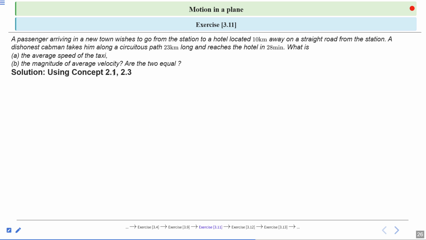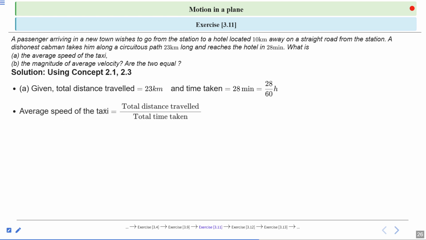Solution using concept 2.1, 2.3. Given total distance traveled is equal to 23 km according to the question, and the time taken is 28 minutes. When we convert minutes into hours, it will be 28 by 60 hour. So this is the time taken.